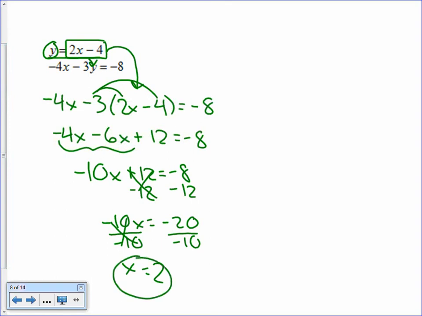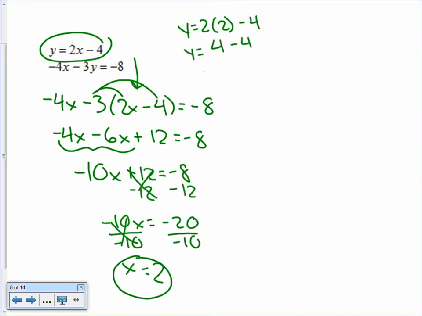And we're going to take that and plug it into one of the equations to find out my y value. And again, it doesn't really matter which one you plug into. I'd always choose the easier one. So let's use the top. Plugging in 2 for x, we would have y equals 2 times 2 minus 4. 2 times 2 gives me 4. So y equals 4 minus 4, which is 0. So my answer is, make sure to put it in a coordinate, 2 comma 0.